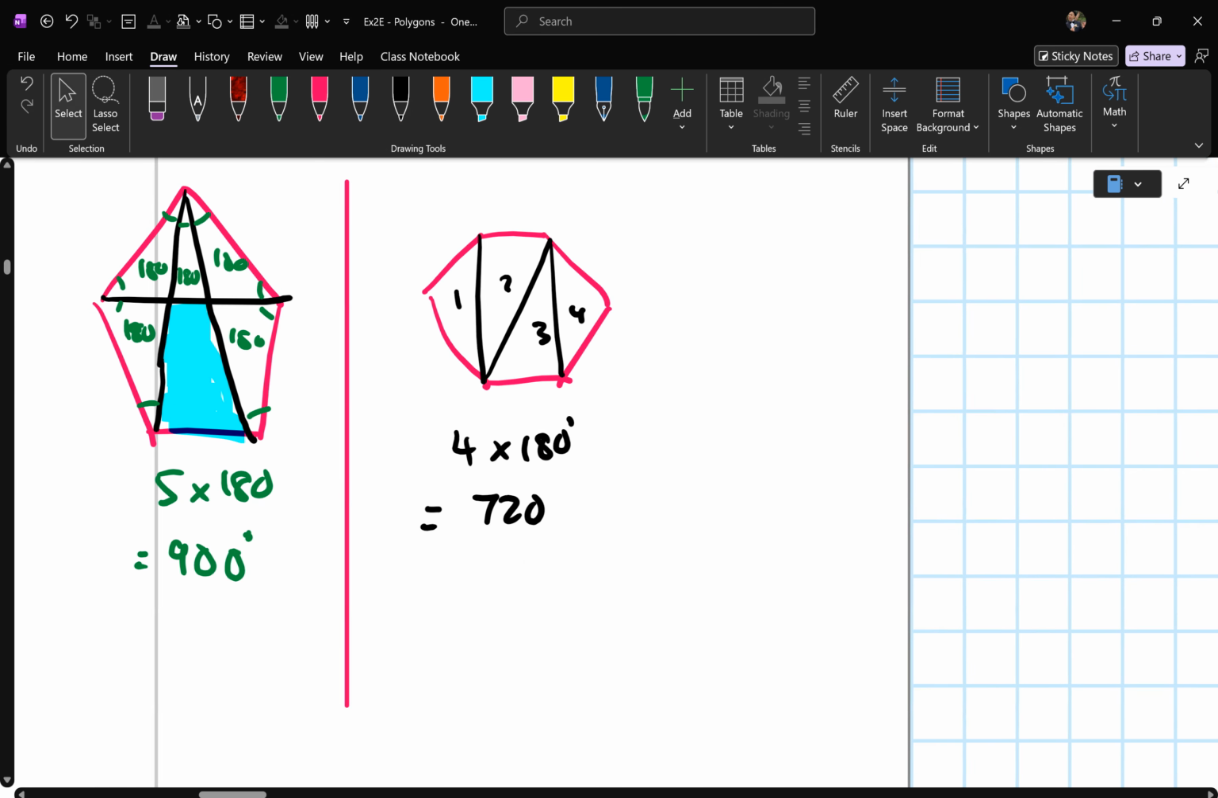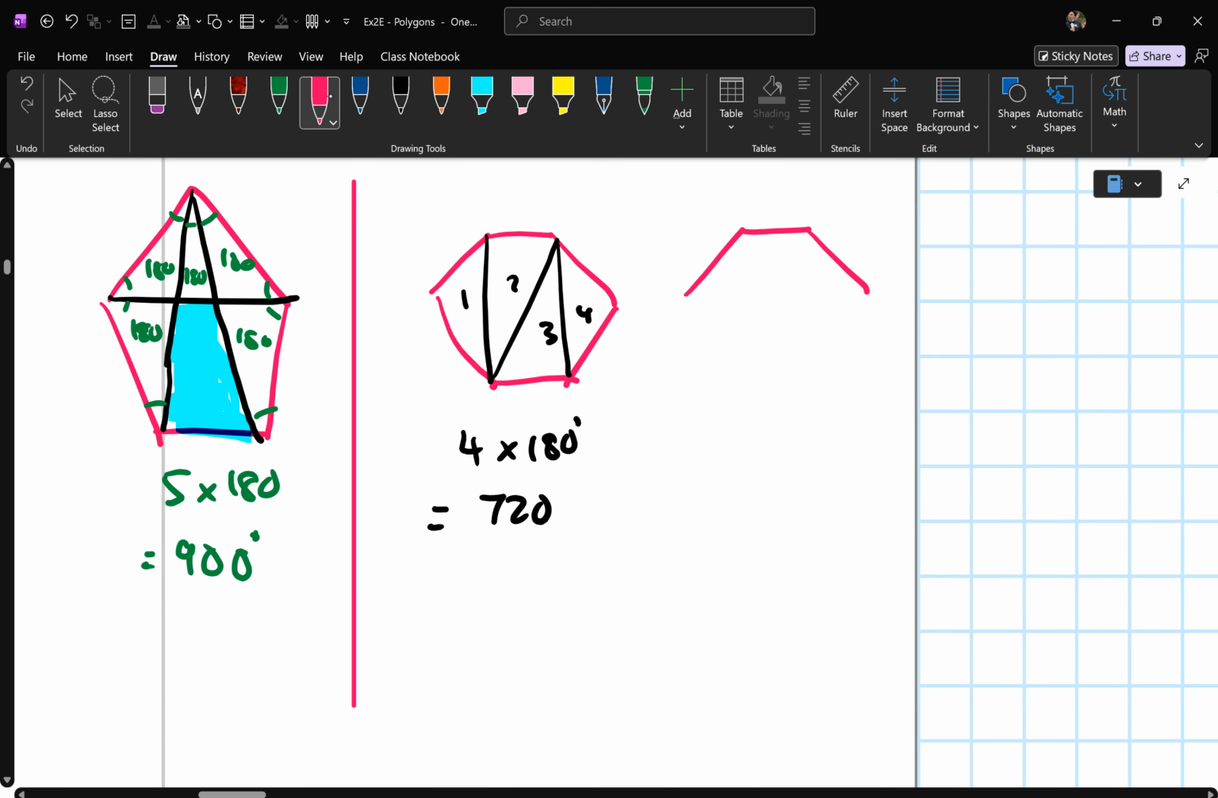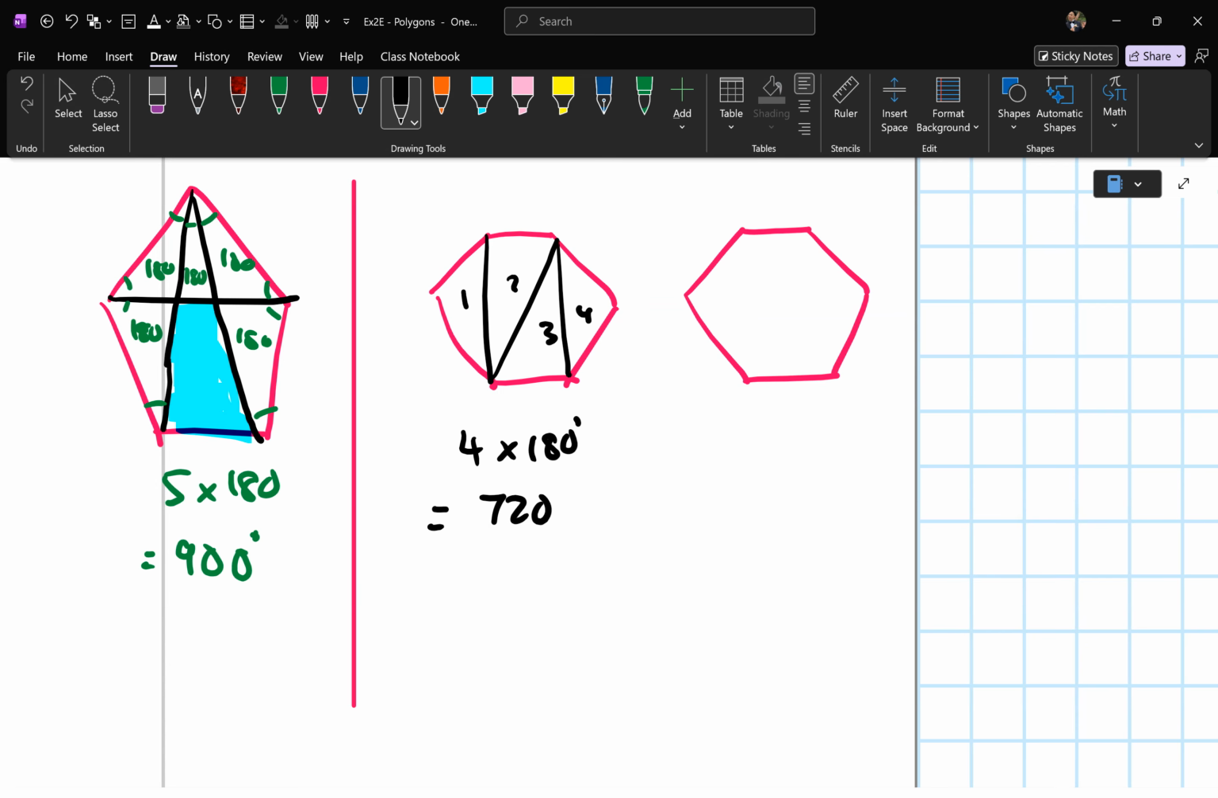Well, let's draw the same shape again. 1, 2, 3, 4, 5, 6. Let's do it this way now. I'm going to do 1, 2, 3, 4, 5. Now they're all triangles. Let's count. Actually, they're not all triangles. What? Let's do... How else can I do it? I can do it... Does that work? Yes. 1, 2, 3, 4, 5, 6.